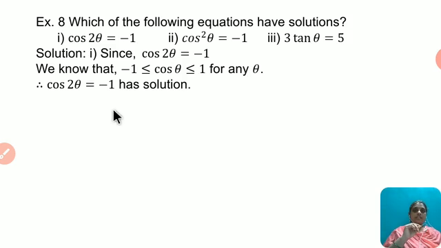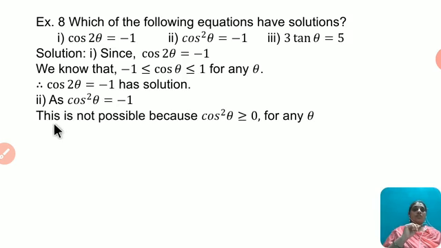Now see the second example. We have cos square theta is equal to minus 1. Now we know a square is positive, so it is not possible, because cos square theta is always greater than or equal to 0 for any value of theta. Cos theta lies in the closed interval minus 1 to 1, and if we take the square it is always non-negative, and so there is no solution for the second trigonometric equation. Therefore cos square theta is equal to minus 1 has no solution.